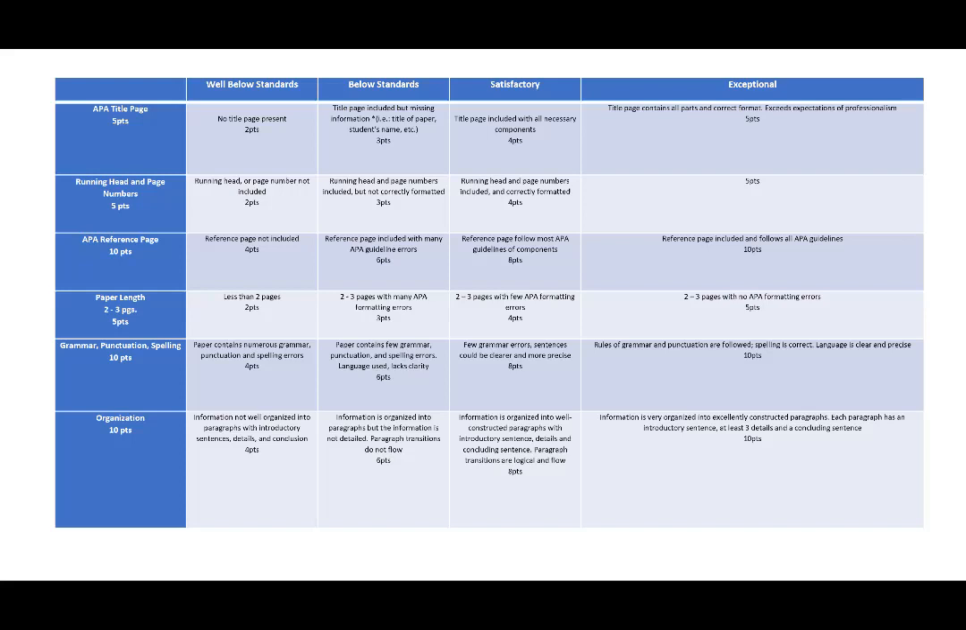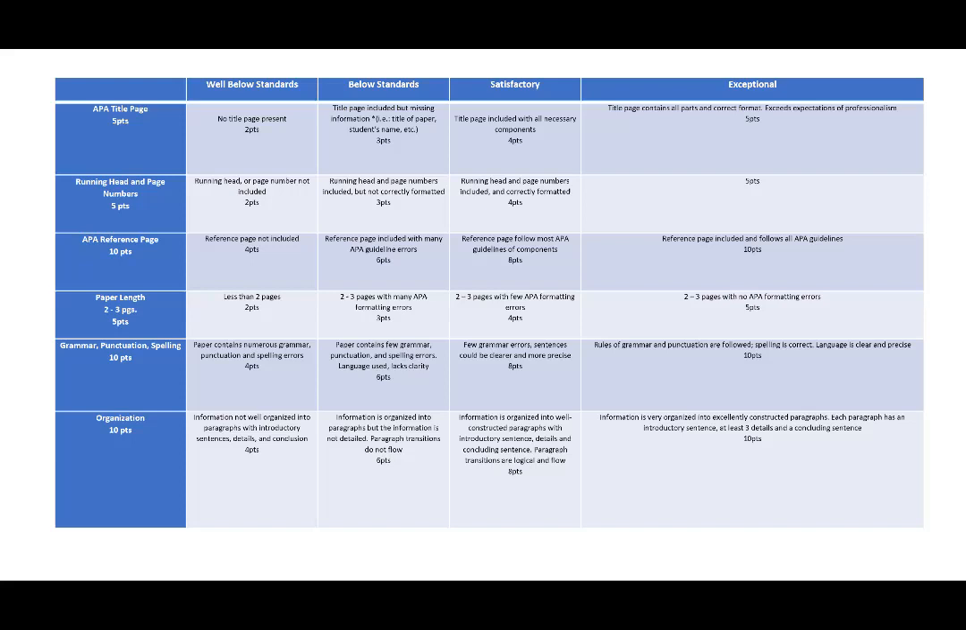So if you did not have any title page present, you just spaced it or whatever, you would still get 2 points out of the 5. If you have a title page, but it doesn't have everything in it, you forgot to put the title on it or your name or something like that, you get 3 points. If everything is on it, you get 4 points. Well, how could you get 5 then? It says it has to contain all the parts and it exceeds expectations of professionalism. Not quite sure how you do that, but don't draw pictures.